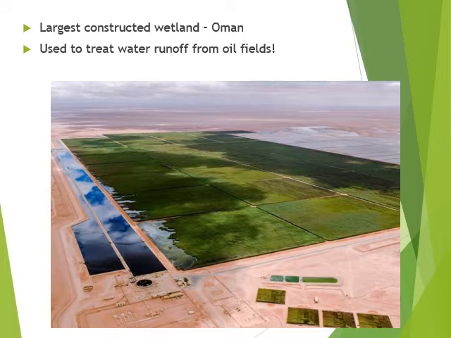Just out of interest, this is the largest constructed wetland in the world. It is massive. It's built in Oman, and it's used to treat runoff water from oil fields. Just looking at it, I'm wondering if this is where the dirty water first enters. Seems to be struggling a little bit, but anyways, that's pretty wild. I don't know if you can see the scale of this, right? It's massive. Mind-boggling.